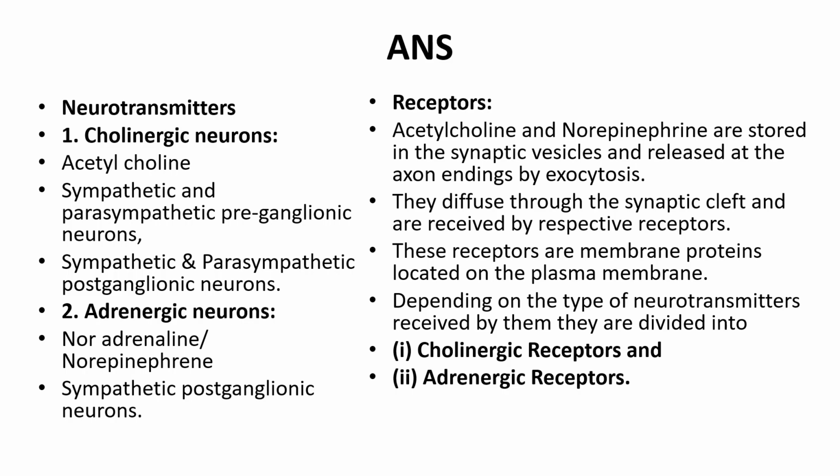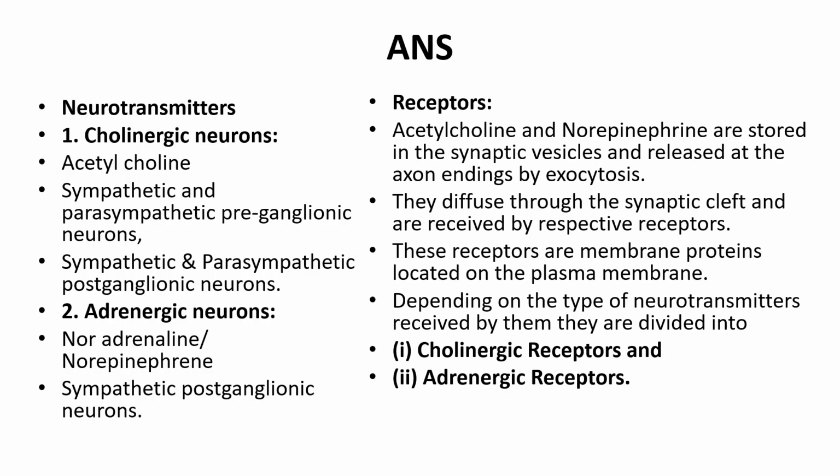So according to the neurotransmitters, the neurons are cholinergic neurons which secrete acetylcholine, and they are present in sympathetic and parasympathetic preganglionic neurons and parasympathetic postganglionic neurons. And the second type is adrenergic neurons which secrete noradrenaline or norepinephrine, and they are present in sympathetic postganglionic neurons.